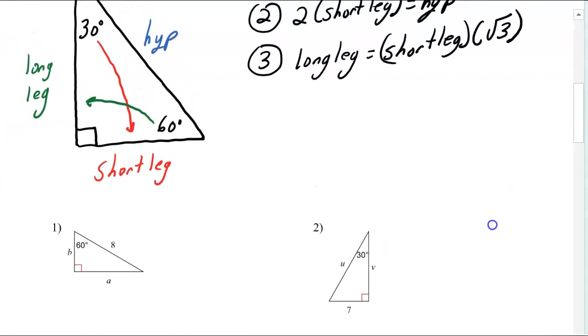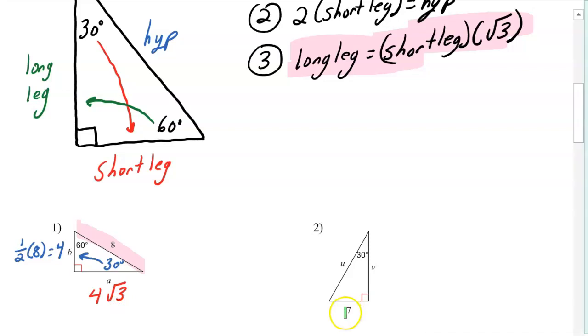So the first problem is number 1. In number 1 we are given the hypotenuse. So the short leg, which is across from the 30, is 1/2 of the hypotenuse, which is 8. So B is 4, or the short leg is 4. Then using relationship number 3 that I just highlighted in pink, the long leg is the short leg root 3, so that makes A 4 square root of 3.